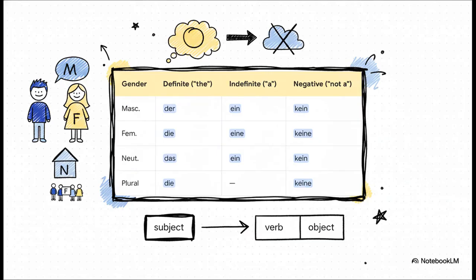All right, this right here, this table is everything. It's your ultimate cheat sheet for the nominative case. Seriously, take a screenshot of this. Let's run through it. For masculine nouns, it's der, ein, kein. For feminine, you've got that consistent E ending: die, eine, keine. Neuter is a copy of masculine, just with das. Das, ein, kein. And for any plural noun, die, no ein form, and then keine. This is the core of our entire lesson, all in one place.